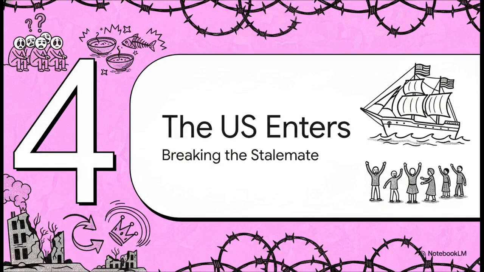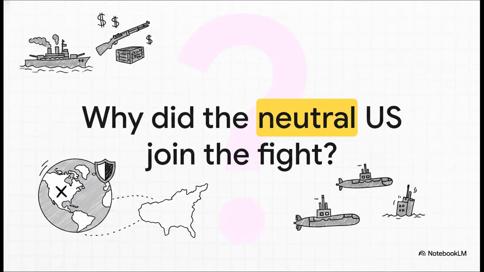Moving on to Chapter 4, the U.S. enters, breaking the stalemate. By 1917, everyone is just exhausted. Russia actually had to leave the war entirely because a massive revolution broke out back home. People were starving, they'd had enough. So the Allies desperately needed help.